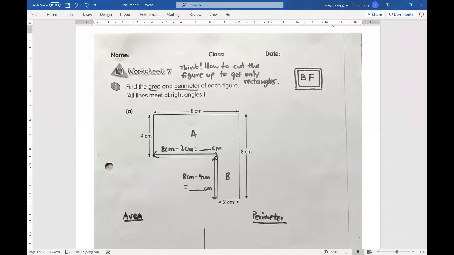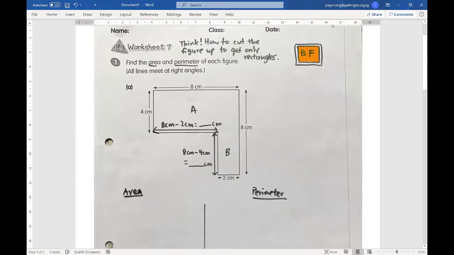Take out worksheet BF. We are going to do work with teacher for some parts of the question. Then the rest will be WOMO. Okay, so let's take a look at question 1.